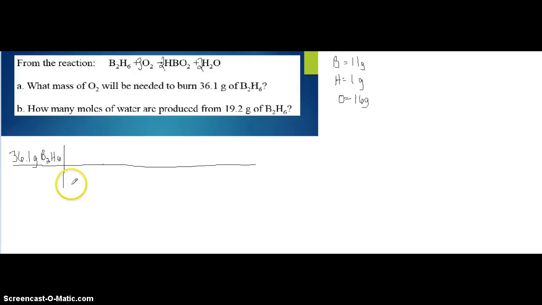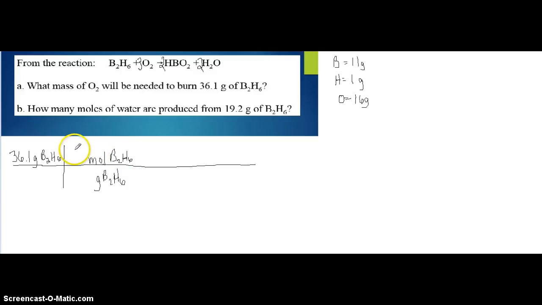Okay, we're going to set up our chart. Now, in this case, we've got to change substances. We've got to go from B2H6 to O2. To do that, the only way to do that is mole to mole. So we've got to get grams of B2H6 to moles of B2H6. I'm going to write grams on the bottom because it's written on top. That way it will cross out. And then I'm going to convert to moles of B2H6.